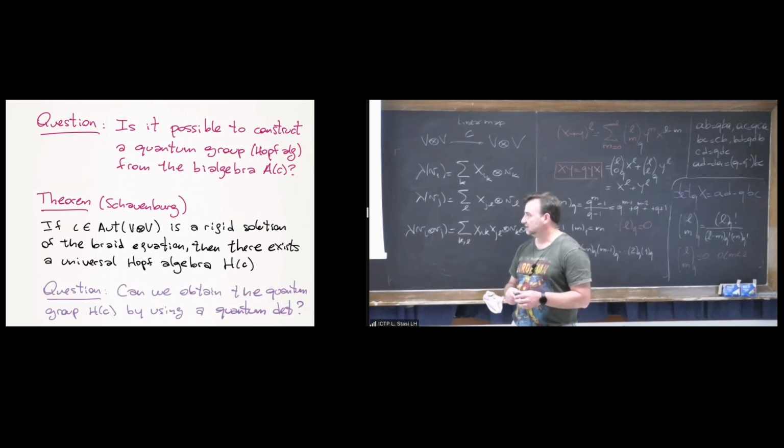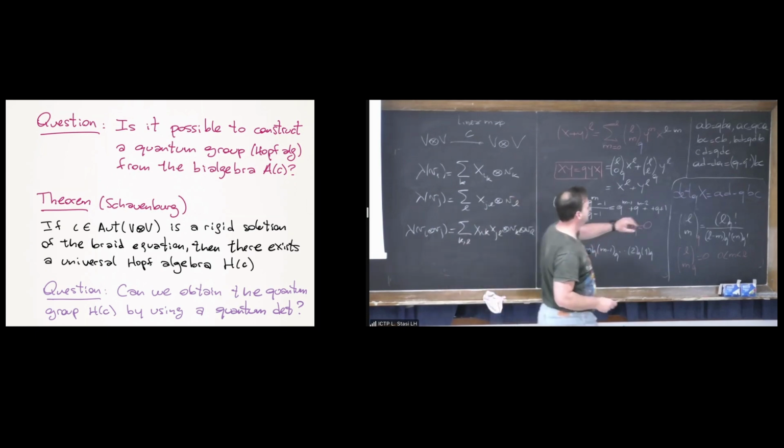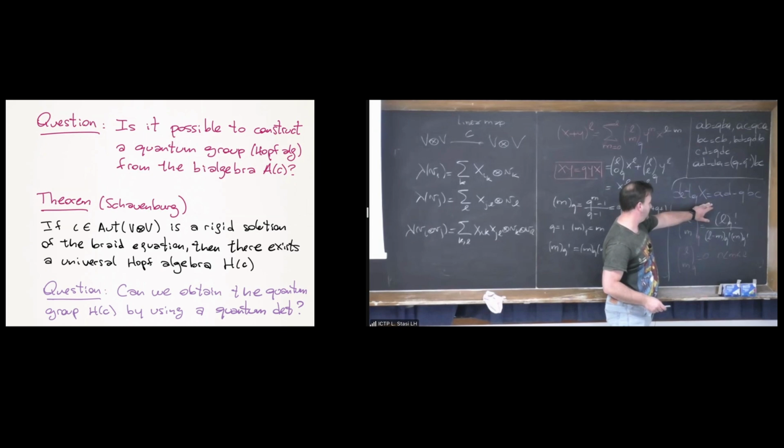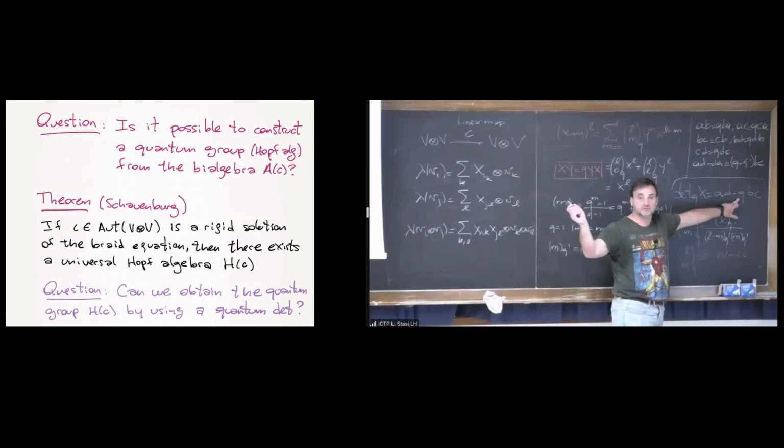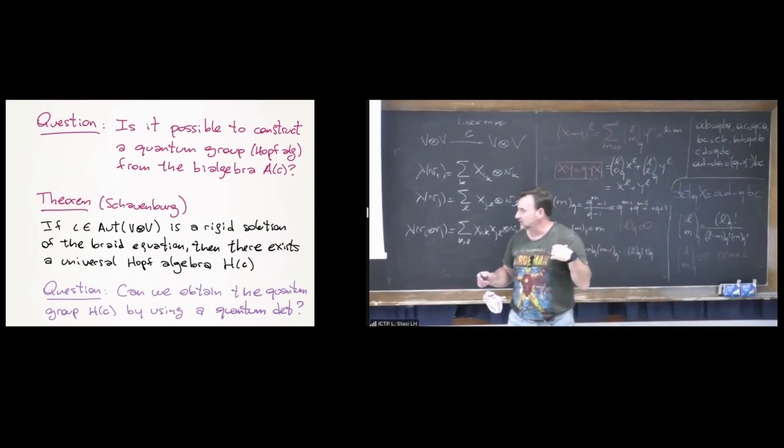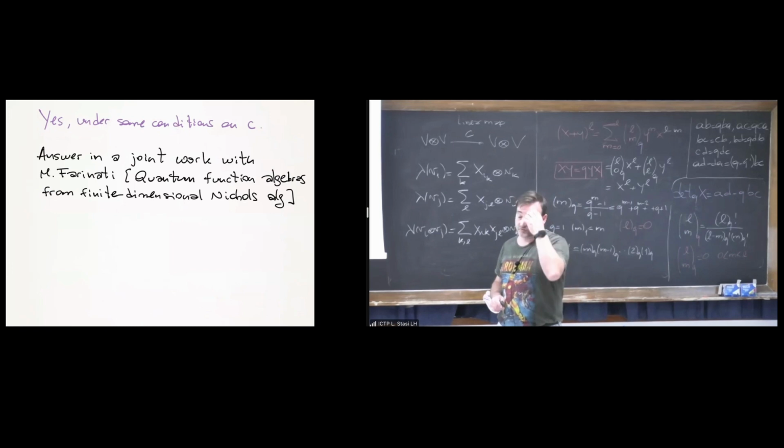So the idea is, can we obtain the same Hopf algebra but using the quantum determinant? This is a tricky question, because what is a quantum determinant? The quantum determinant was defined in a very specific way by something like this, and this has to do with that matrix. What if we change the matrix? How would we find the quantum determinant? Well, we have to copy the classical idea of the determinant.